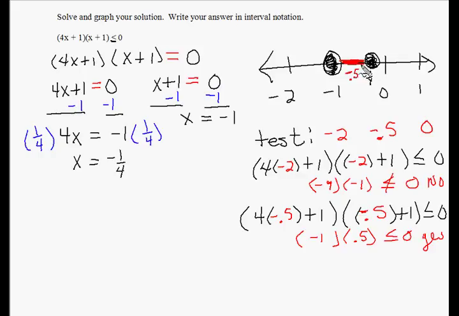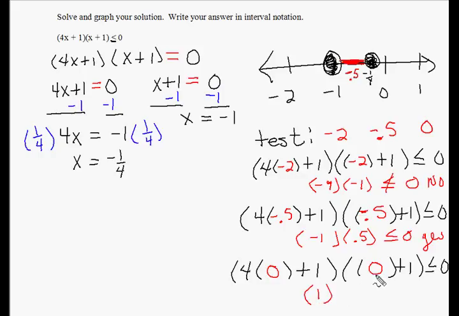And we don't want to assume ever that because we've shaded something we're done. There are many problems where there are 2 or 3 different parts of answers, so you always want to test all the numbers around the numbers that you found in the original inequality. So now I'm going to test 0, where the x was in the original. 4 times 0 is 0 plus 1 is 1. That's being multiplied to 0 plus 1 is 1. 1 times 1 is 1, which is not less than 0. So that's another no. That's another no shading.